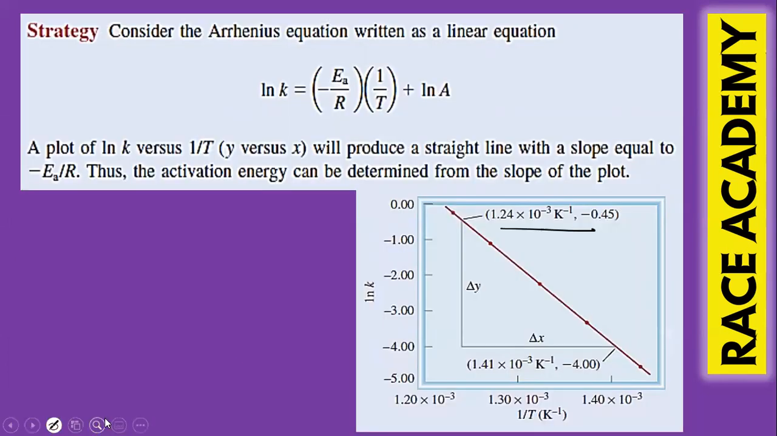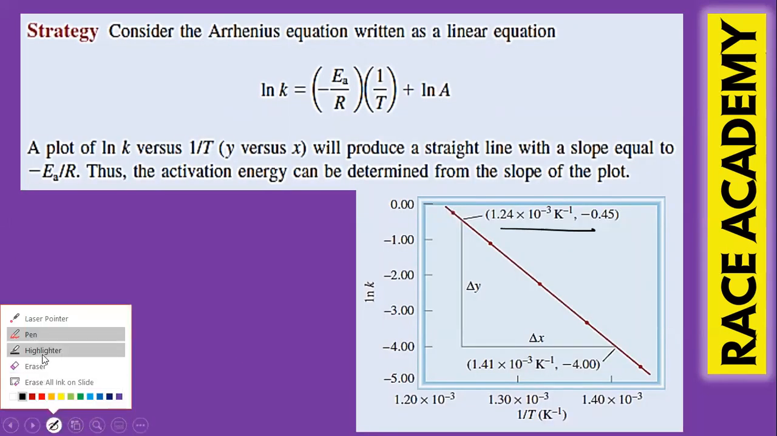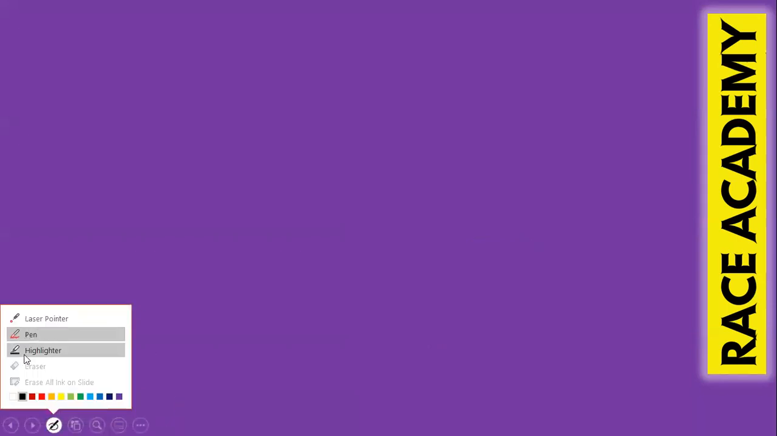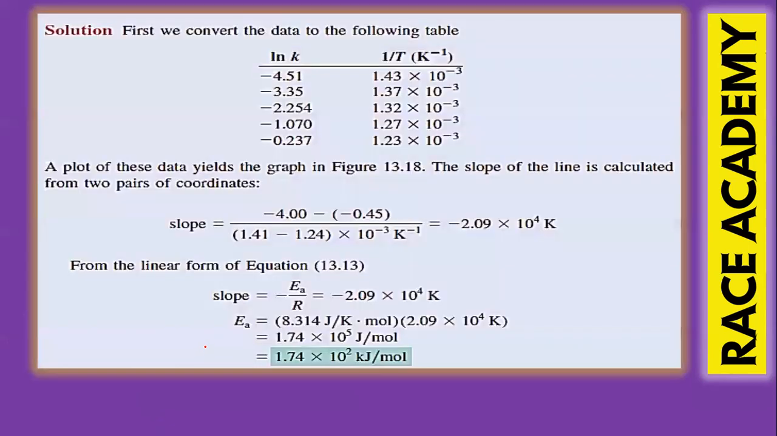Hope you understand. Taking the values and drawing the graphical representation, you will come to know what is the slope of it. That slope is equated to the expression of minus Ea by R, then after we can easily find the value in that case. Okay, so finally we got this as the answer for the activation energy of the reaction.